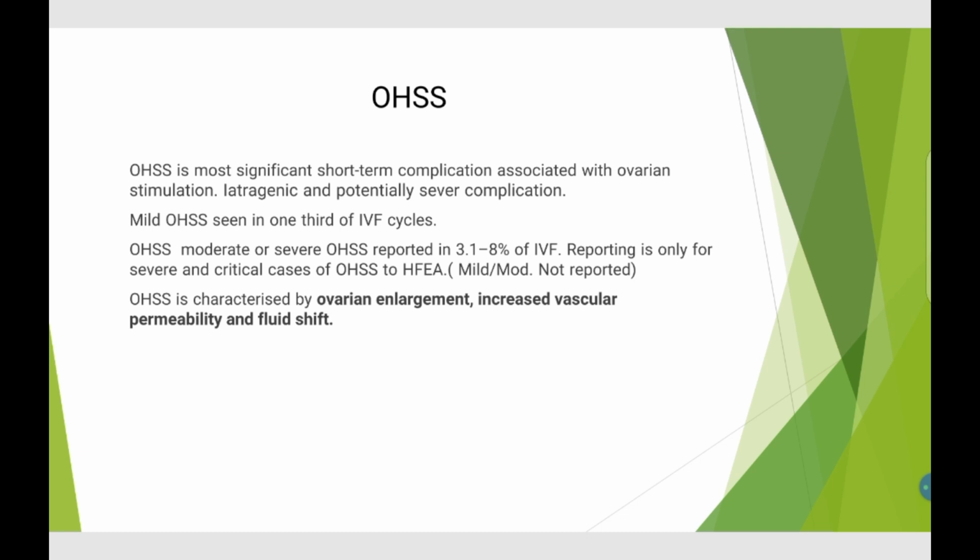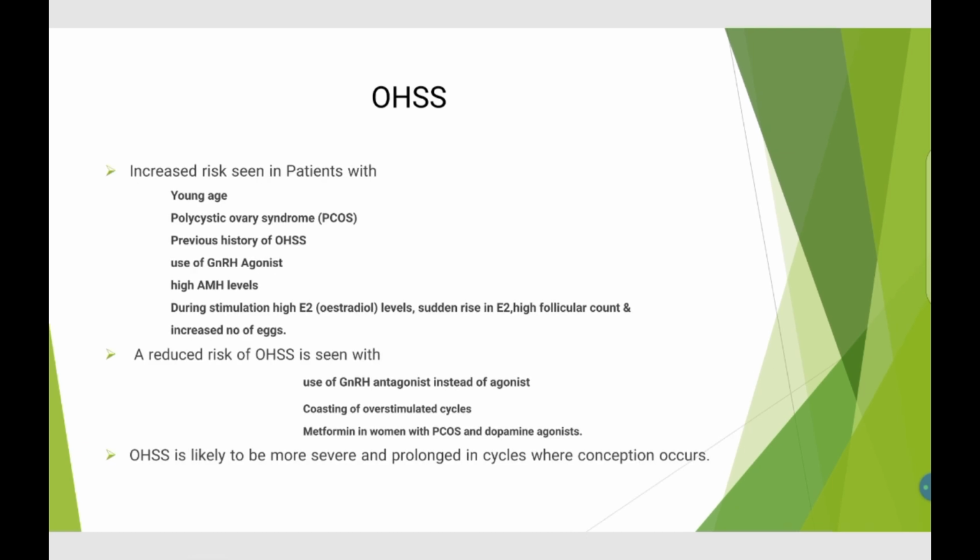Reporting to the HFEA, that is the Human Fertilisation and Embryology Authority, is only required for severe and critical cases of OHSS, while mild and moderate cases of OHSS do not require reporting. OHSS is characterized by ovarian enlargement, increased vascular permeability, and fluid shift. So these three components are important.